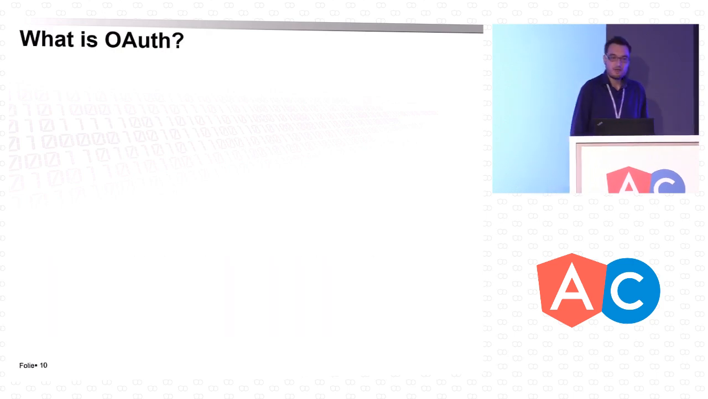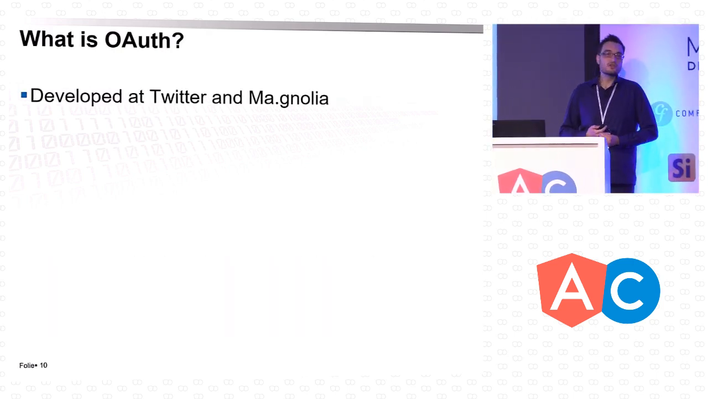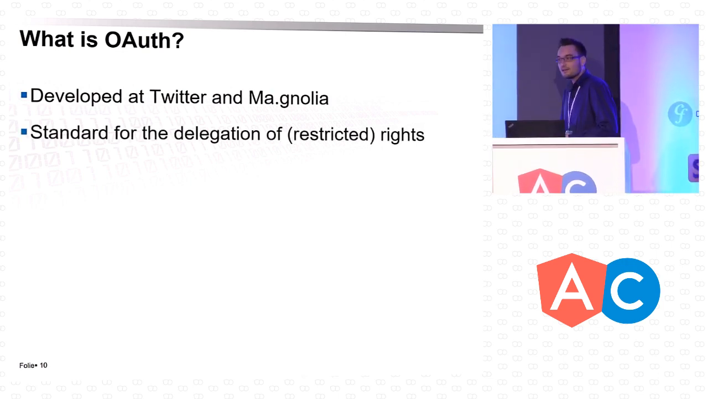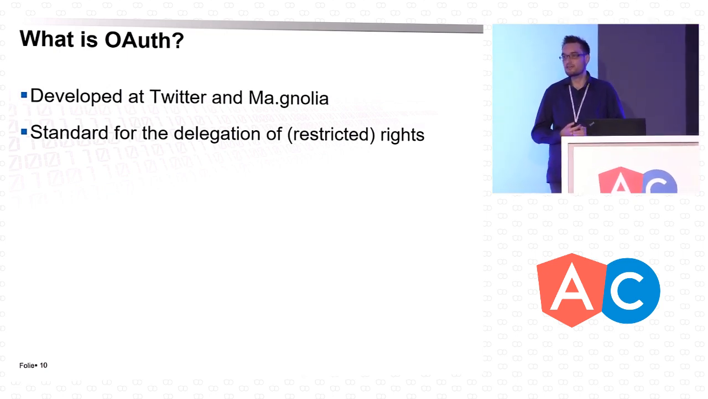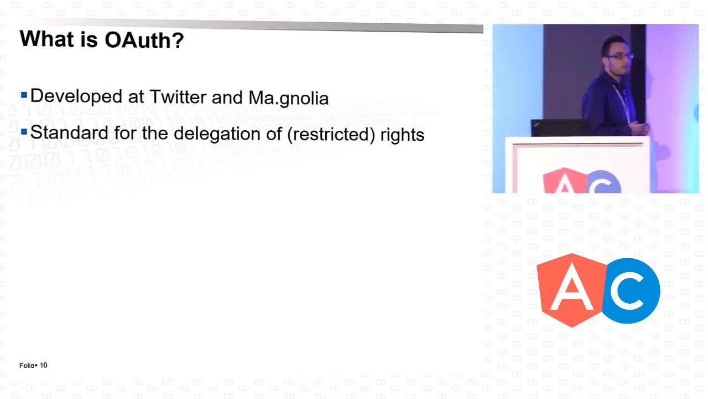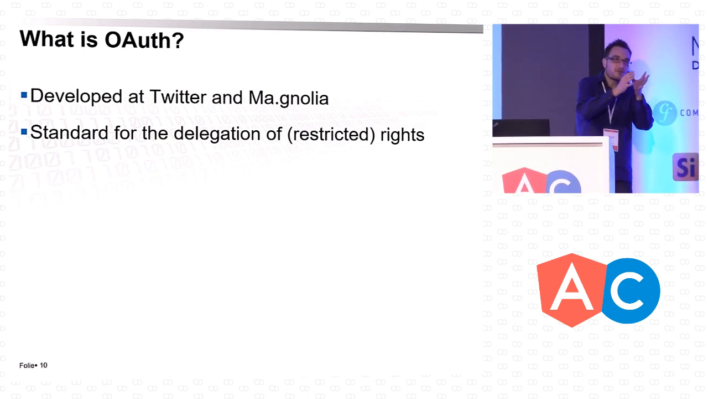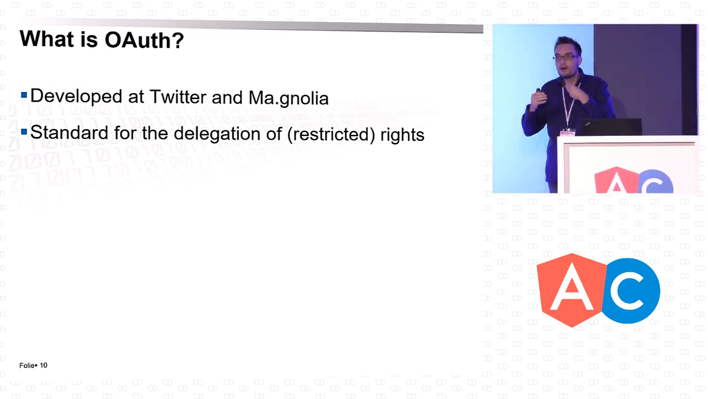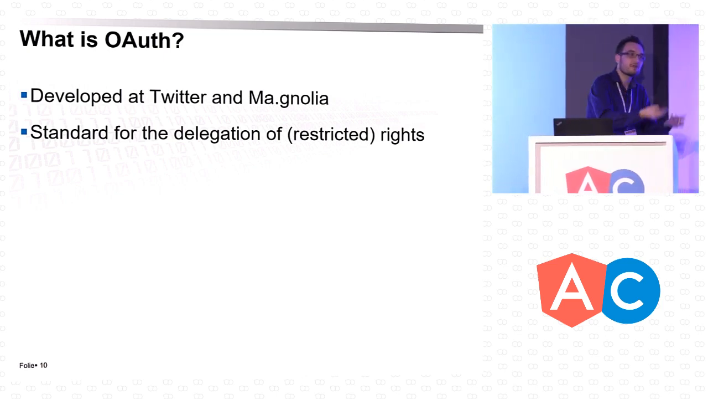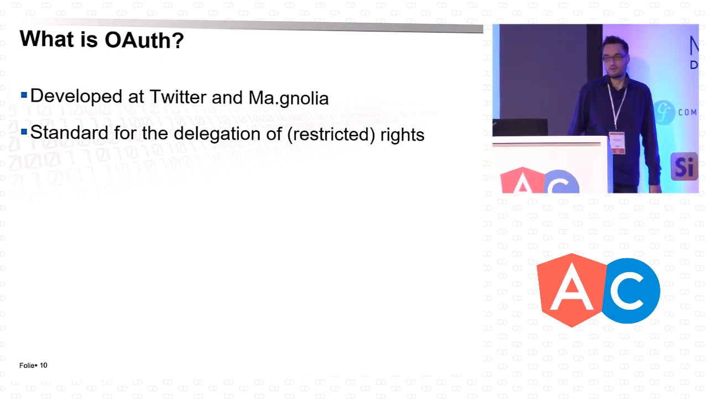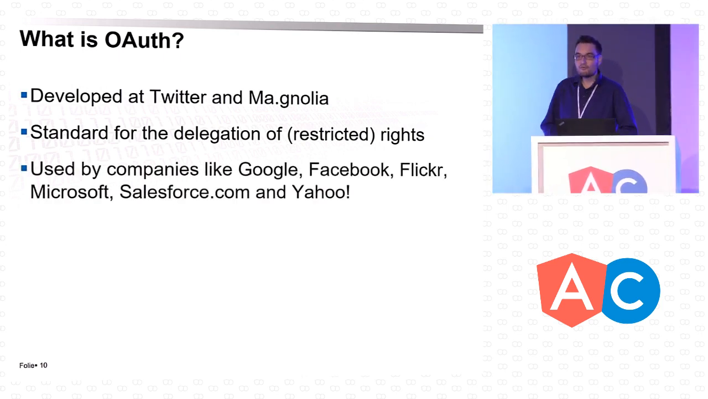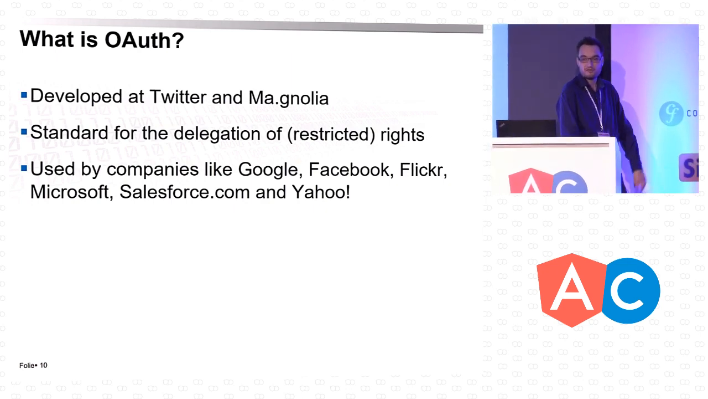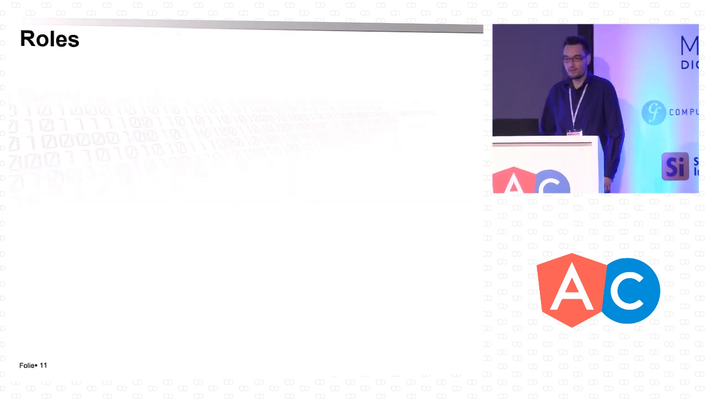OAuth 2 comes in. OAuth is a solution that has been developed by Twitter and Ma.gnolia, and it is a standard for the delegation of restricted rights. That means using OAuth, you can give an application some restricted rights, for instance, the rights to do some use cases on behalf of you at Twitter, at Facebook, or within some business application. And OAuth is quite popular. It has been adopted by huge companies like Google, Facebook, Flickr, Microsoft, and so on.